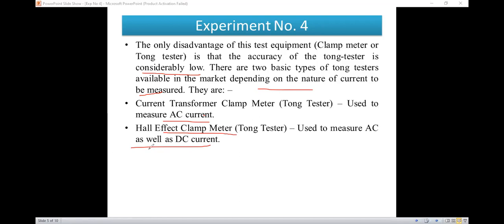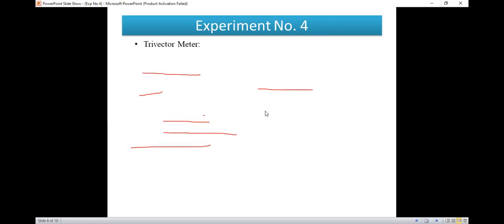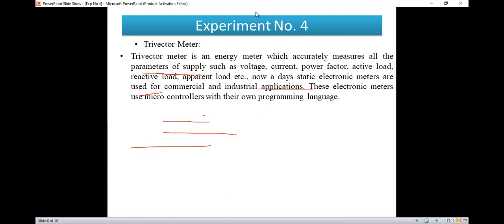So these are the two types of clamp meter or tong tester that can be used for equipment. Then the next type of equipment is the tri-vector meter. A tri-vector meter is an energy meter which accurately measures all the parameters of supply, such as voltage, current, power factor, active load, reactive load, apparent load, etc. So this tri-vector meter measures all the parameters in the supply.